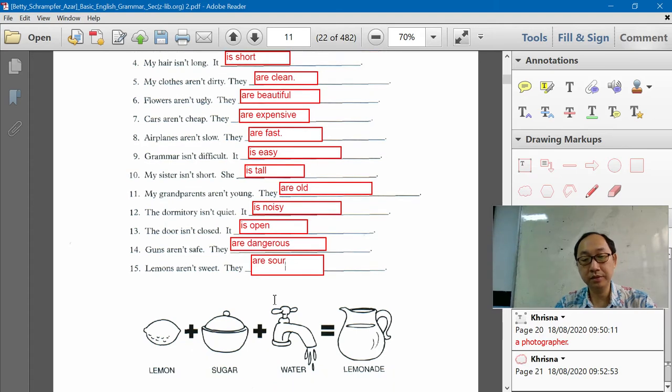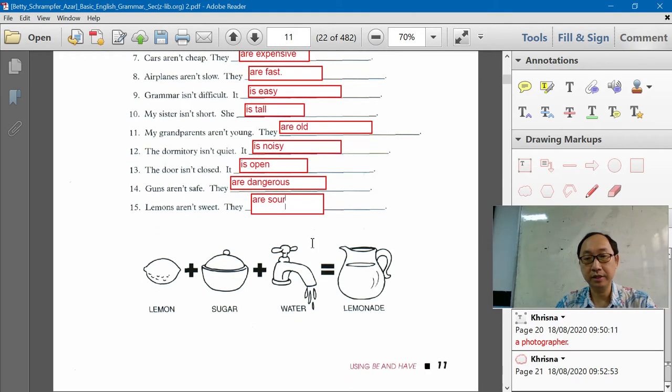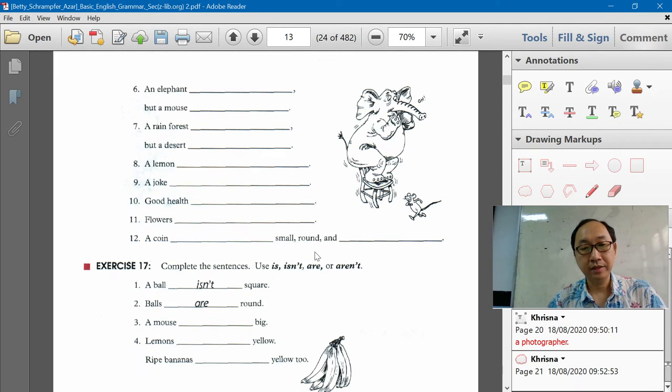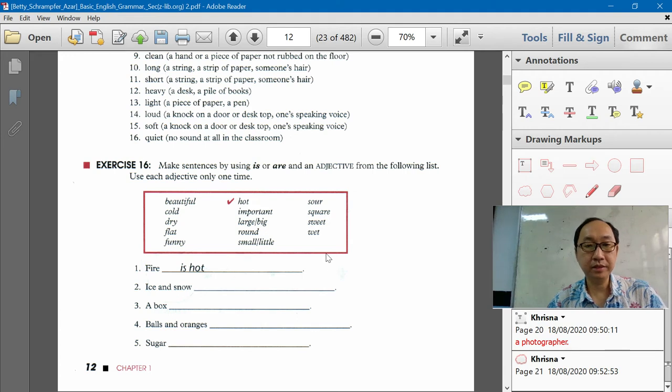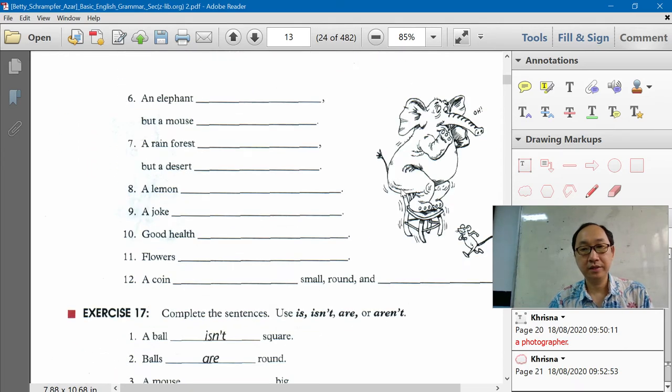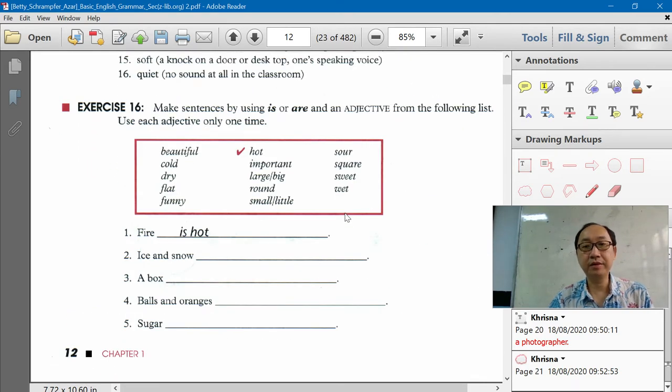So lemon, sugar, water, and they become lemonade. And then use adjectives to describe things. Okay, so we can skip exercise 15. Make sentences by using is or are and an adjective from the following list. Let's increase the size of this. Yeah, make sentences. So fire is hot, ice and snow.